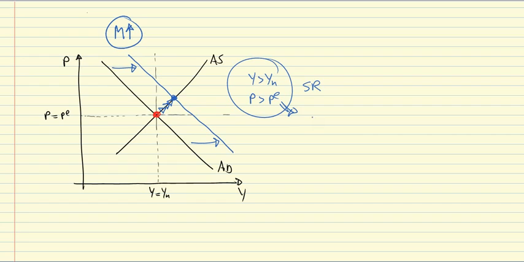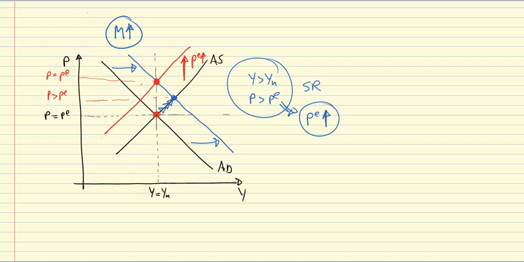So if P is larger than PE, participants in the labor market, the wage bargainers essentially, will assume that future prices will catch up to these higher prices, so that PE rises. And if PE rises, AS shifts up. So as AS shifts up, it continues to do so until we reach this new equilibrium, at which again Y is equal to YN and P is equal to PE. Let me denote as well this point, P larger than PE, and this move, which is that PE increases.